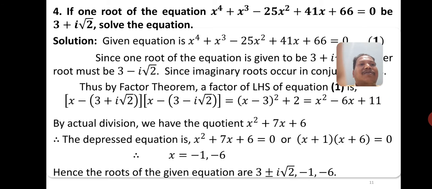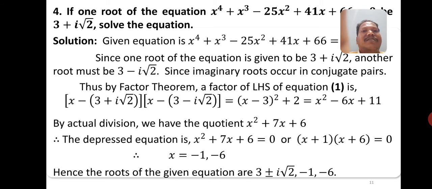Since imaginary roots occur in conjugate pairs, by the factor theorem, a factor of the LHS of equation 1 is (x minus this) into (x minus its conjugate), which equals (x minus 3) whole square plus 2. After simplification, it becomes x square minus 6x plus 11. By actual division, we have the quotient x square plus 7x plus 6.